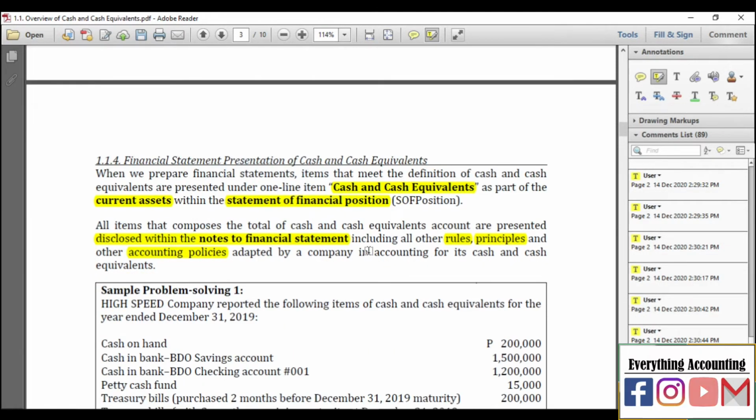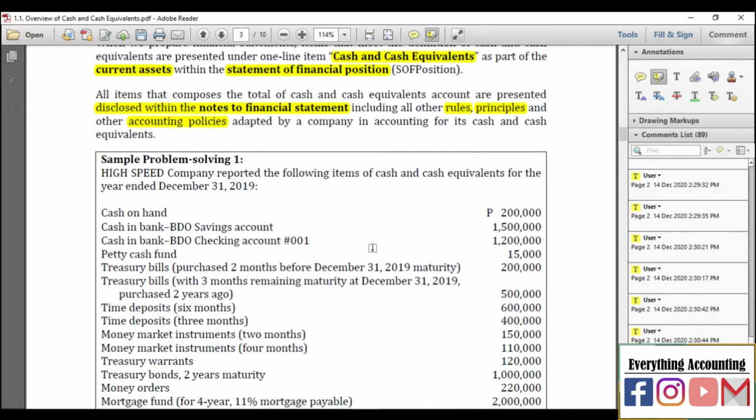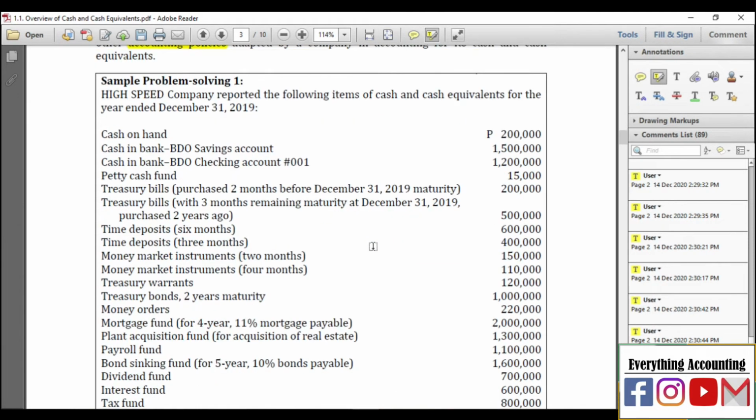So let us solve this problem. Okay, let's have this problem. High-speed company.